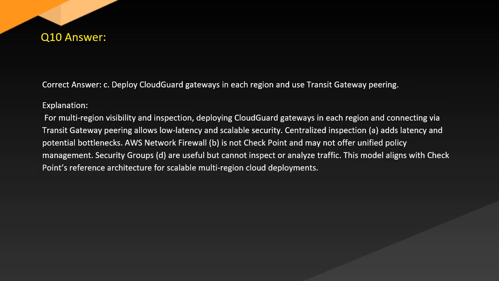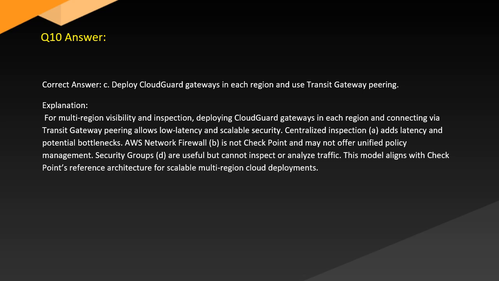Answer. Correct answer: C. Deploy CloudGuard gateways in each region and use transit gateway peering. Explanation. For multi-region visibility and inspection, deploying CloudGuard gateways in each region and connecting via transit gateway peering allows low latency and scalable security. Centralized inspection adds latency and potential bottlenecks.